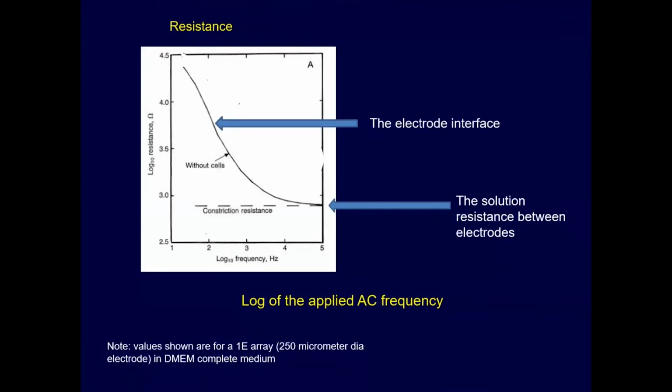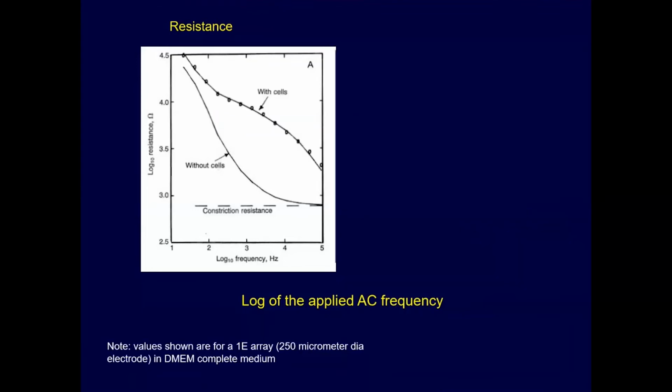That's a complicated graph. Main thing is, how does this change when the cells go down and attach and spread and form a confluent layer? And this is what we see when cells are present. What we find here is that there is kind of a sweet spot where the difference between the electrode with cells and without cells shows the most change. And that is approximately where I've drawn this red arrow.